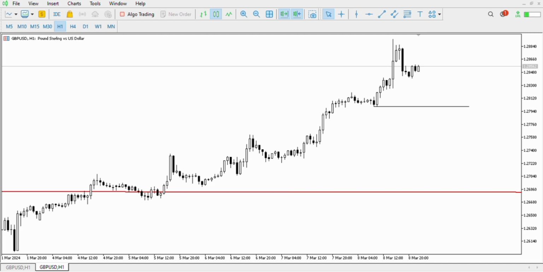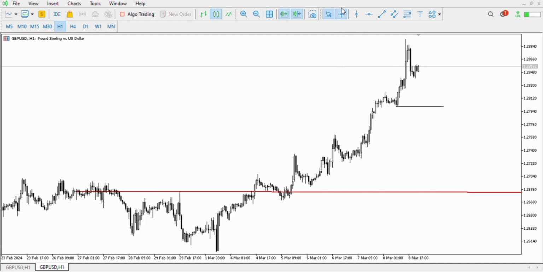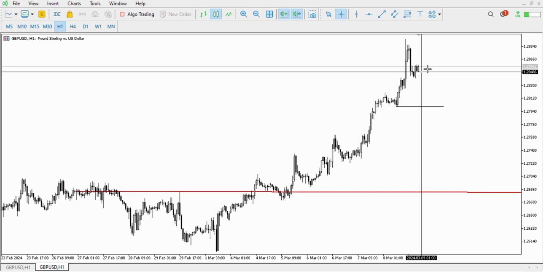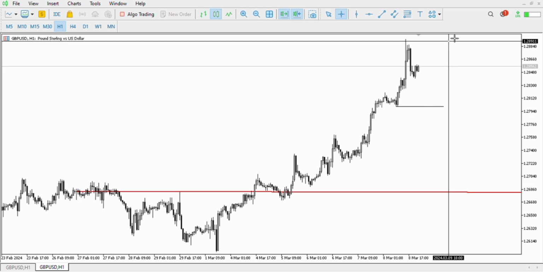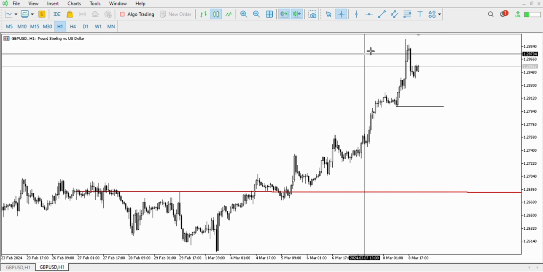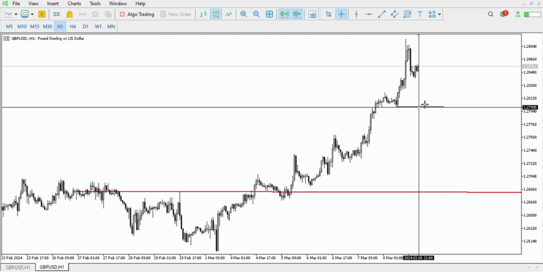Now, if I'm holding the bias that I want to see price fall to this area right here before it continues the upside, what will be my confirmation that this bias is moving into play? It's if price can break this low here, because if price can break this low, it means we have a temporary downtrend.